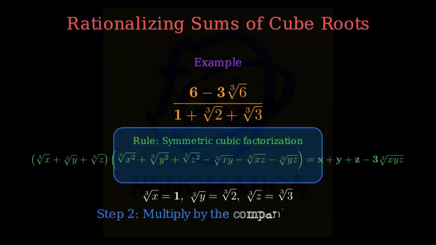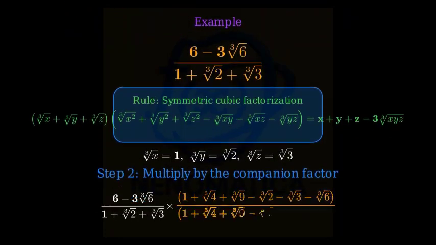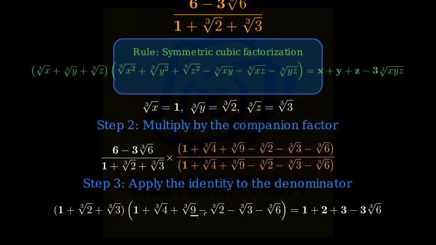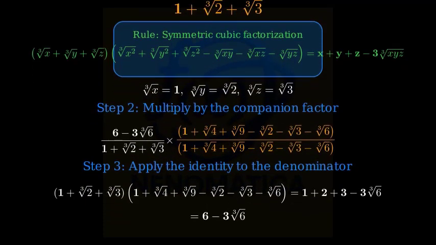Step 2. Multiply numerator and denominator by the companion factor. Watch the orange companion factor appear. Step 3. By the identity, the denominator collapses to x plus y plus z minus 3 times the cube root of xyz. Here, that is 1 plus 2 plus 3 minus 3 times the cube root of 6, which equals 6 minus 3 cube root of 6.